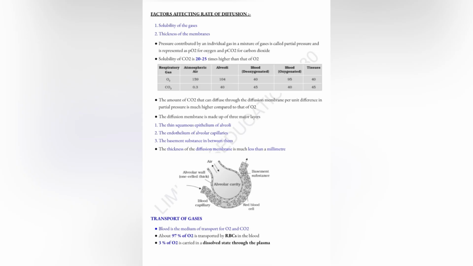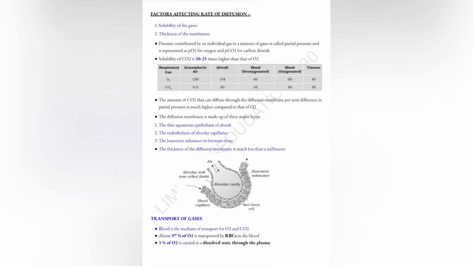Pressure contributed by an individual gas in a mixture of gases is called partial pressure and is represented as PO2 for oxygen and PCO2 for carbon dioxide. The solubility of CO2 is 20 to 25 times higher than that of oxygen. The amount of CO2 that can diffuse through the diffusion membrane per unit difference in partial pressure is much higher compared to that of O2.